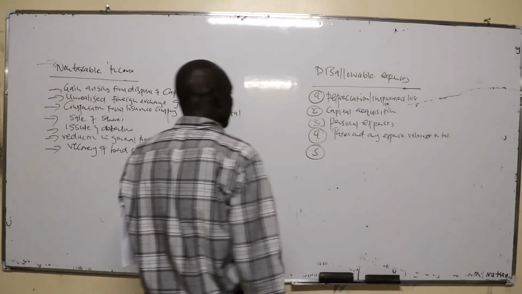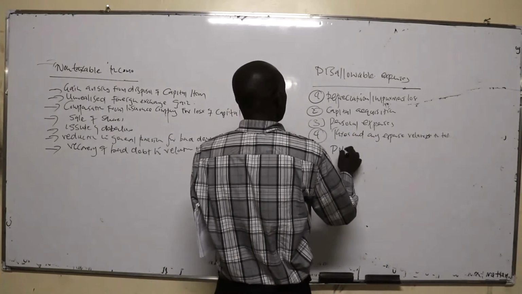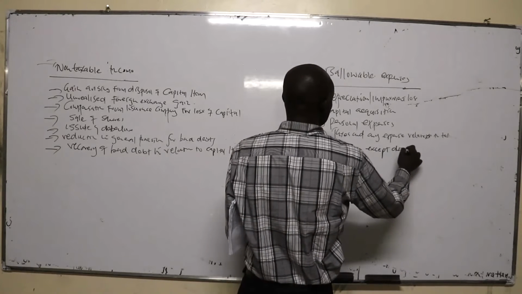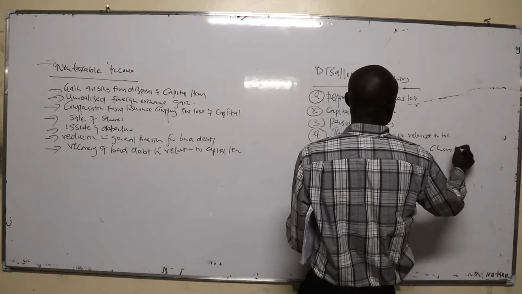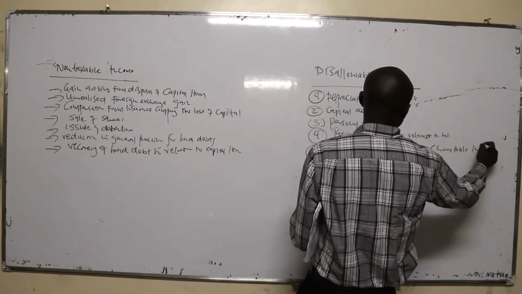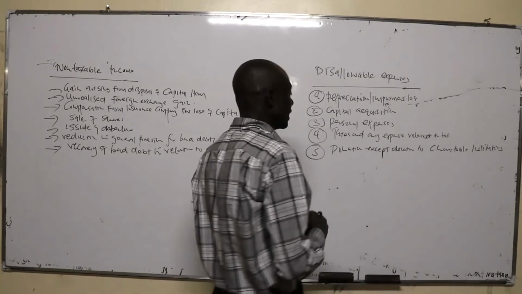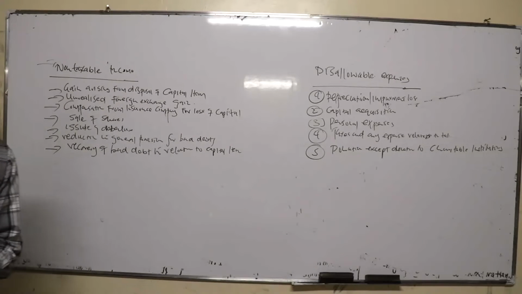Number 5, donations, except donations to charitable institutions. Charitable institutions, we're talking about mosques and churches and children's homes. Any other donations, maybe to a relief fund or any other donations, are only allowable if they are to a charitable institution, to a mosque or a church. Any other donations are not allowed.